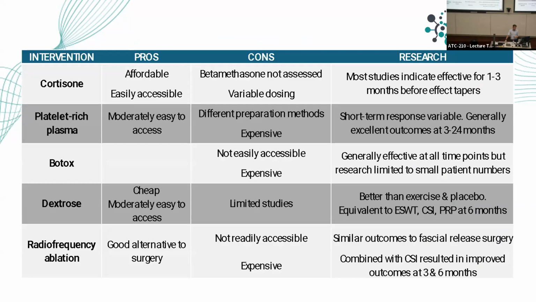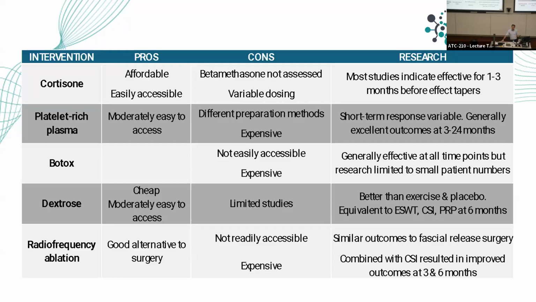As John's already touched on, the outcomes are quite broad, but cortisone in general is effective for the first 1 to 3 months. Platelet-rich plasma tends to work a little bit later and may last a bit longer. Botox and dextrose injections have some sort of promising research, but it's all really small numbers. It hasn't been backed up with reproduced studies. So I think it's really hard to support their use as any sort of close to first-line therapy, first-line injection.